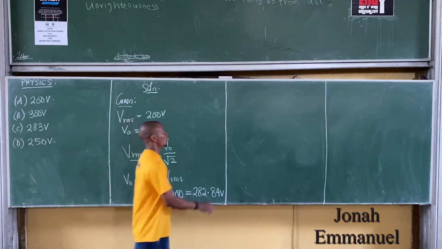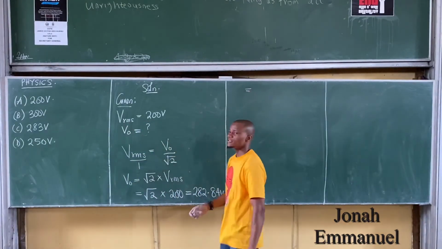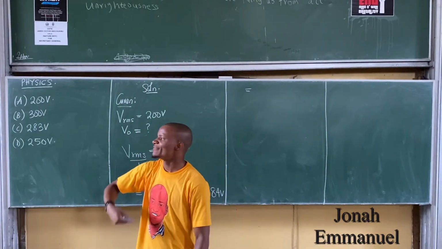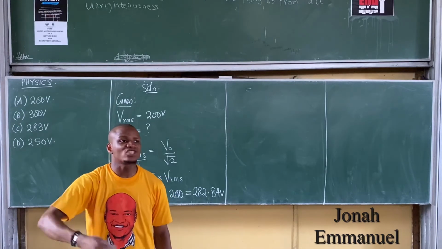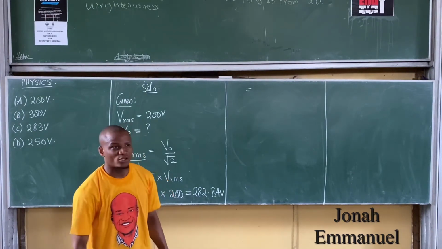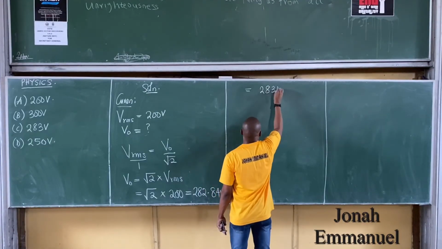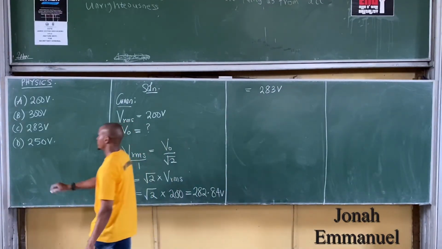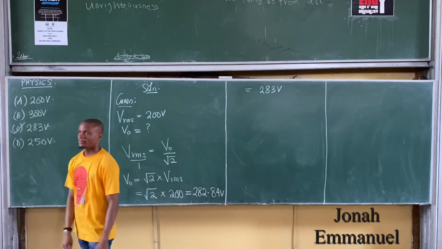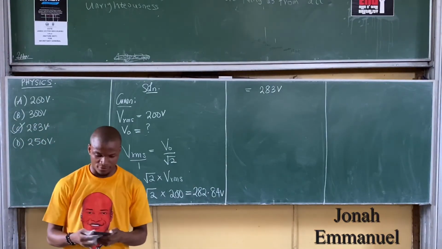You get 282.84 volts. The question says to find the approximate value, so approximate this. You get 283 volts. What's the option there? Option C.